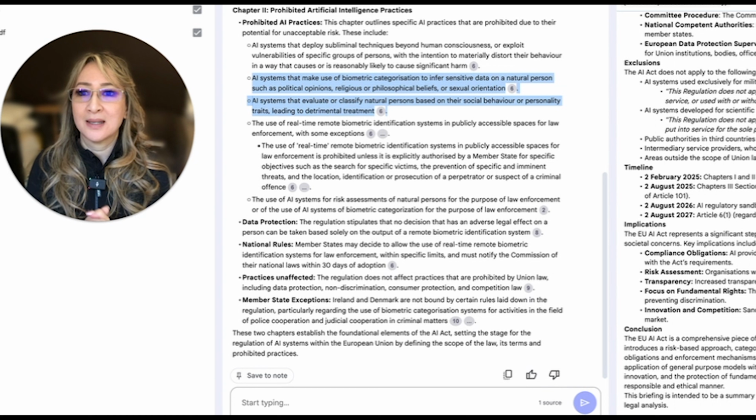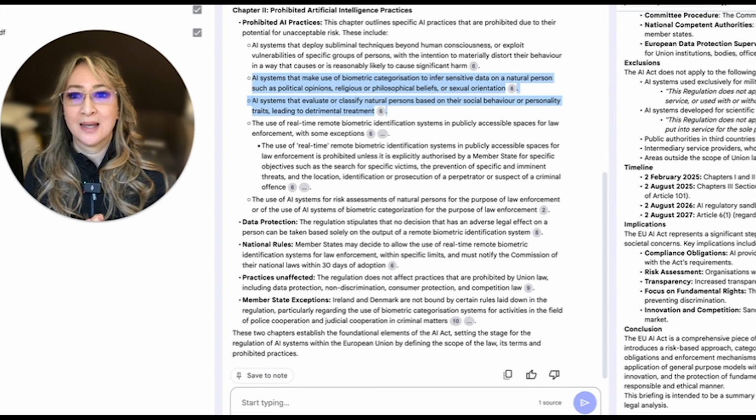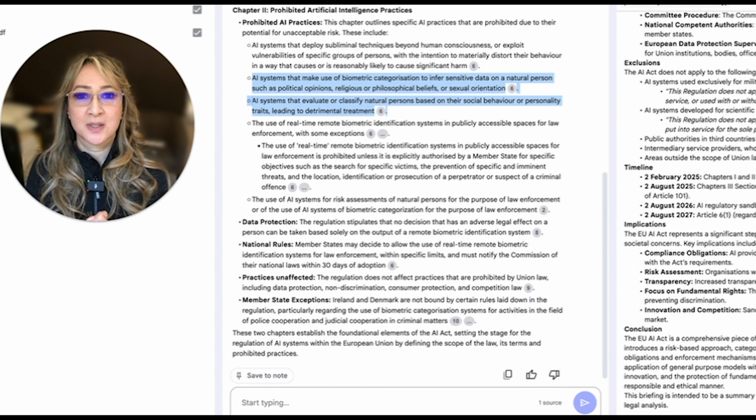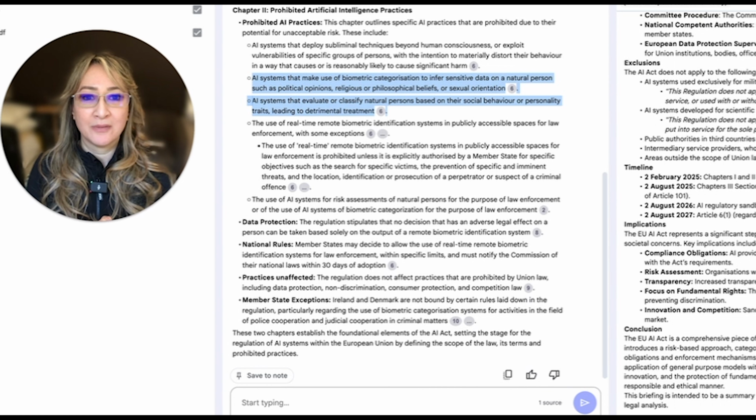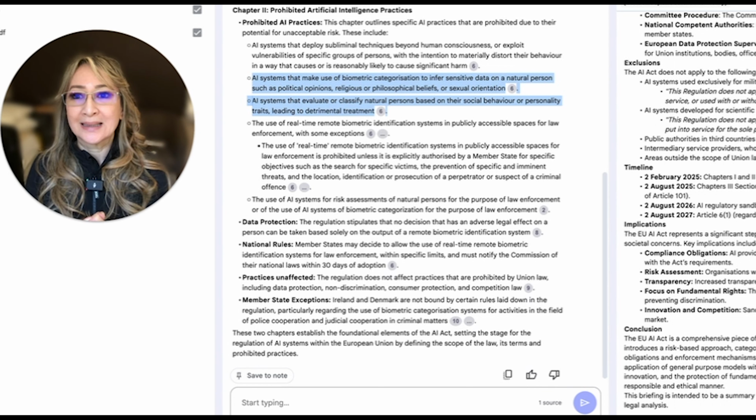And then the next point is AI systems that evaluate or classify natural persons based on their social behavior or personality traits, leading to detrimental treatment.